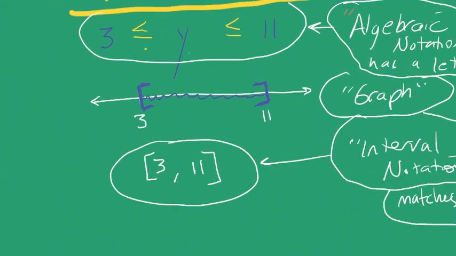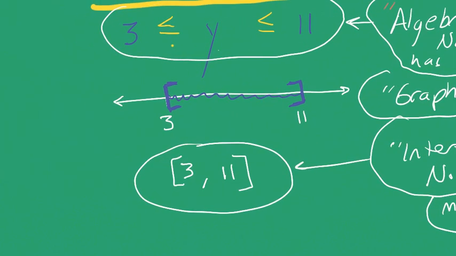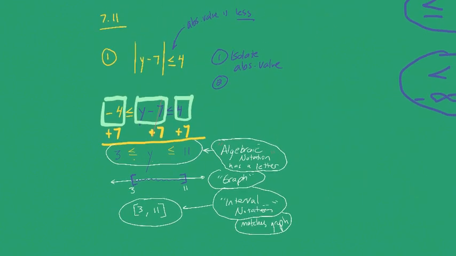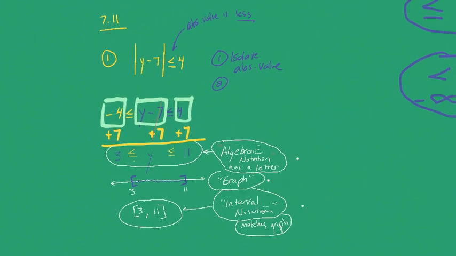I would recommend that every time you work one of these out, you do the algebraic notation, then the graph, then the interval notation, and then go enter your answer into the computer, because they may ask these out of order. Okay, hopefully that one makes sense. We got our algebraic notation, our graph, and our interval notation.